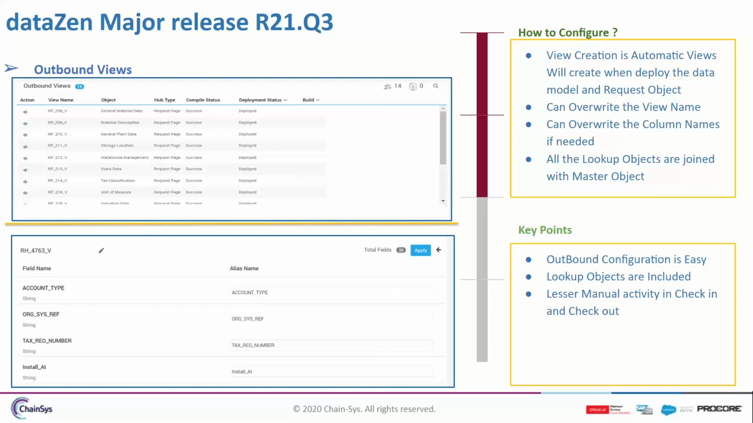The key takeaway points here are that outbound configuration is very easy, lookup objects are included, and there is very little manual activity for check-in, checkout. The business benefits are seamless integration, and there is no manual intervention hereafter for creating complex queries. Everything is automated from dataZen. dataZen itself is going to control all the data movements, and that's the benefit we are going to get out of this particular view. And we'll go into the next one.